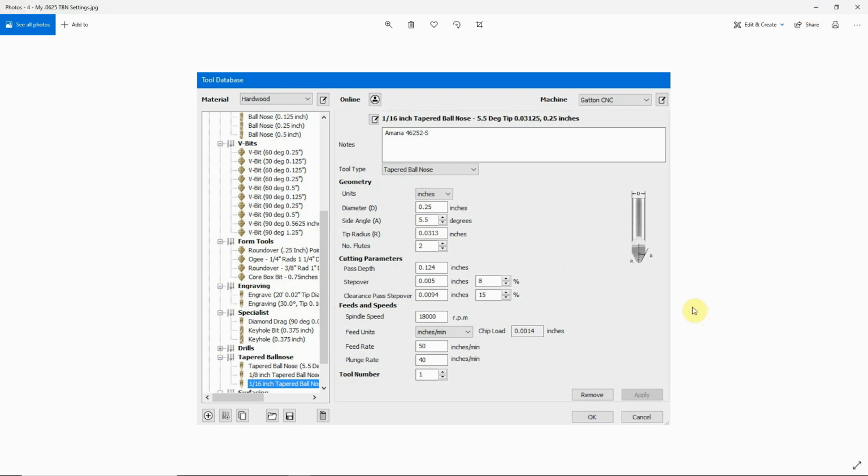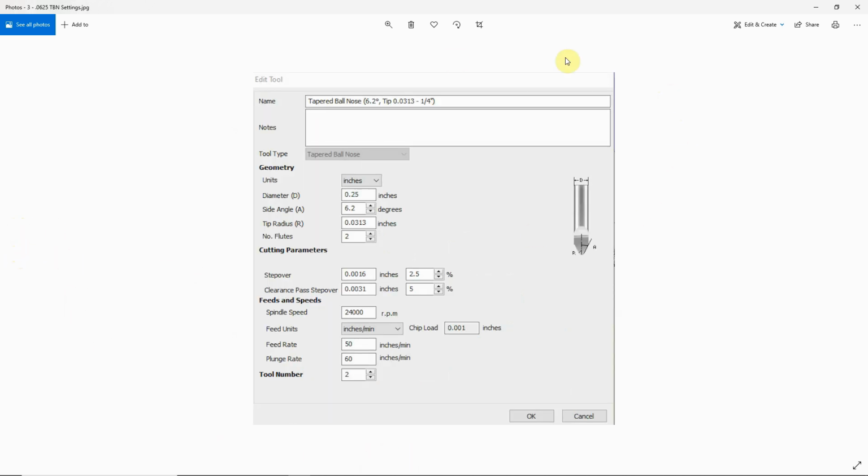Another thing to look at is feed rate and plunge rate. Now, if you'll notice, this is straight out of my tool database. If we look at this person's entry, this is a capture from his edit tool dialog within the 3D finishing toolpath. He's got his feed rate set at 50, which is fine. That's a good conservative feed rate to start with. But he has his plunge rate set at 60.